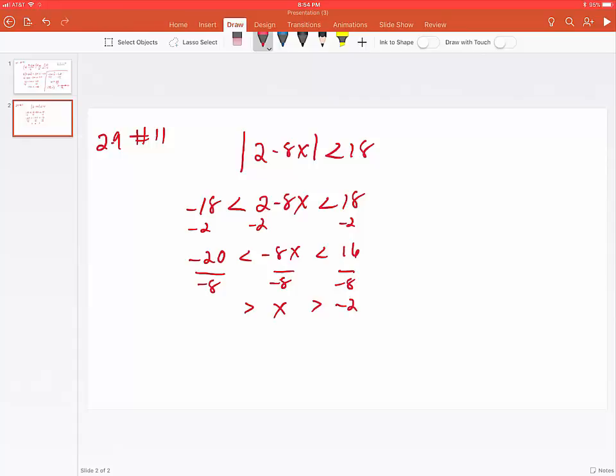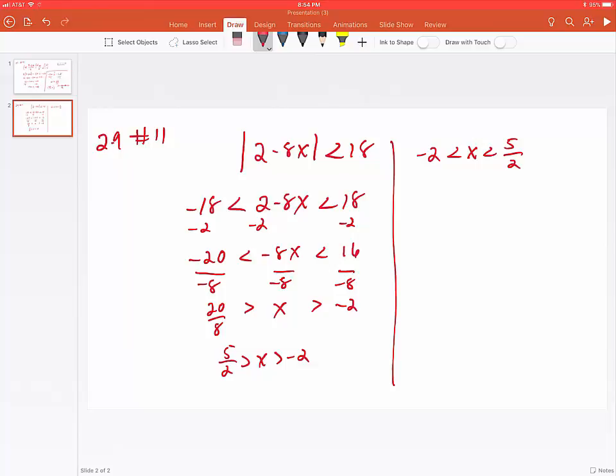So this is going to be negative 2, and then this is going to be 20 over 8. And I can go ahead and reduce this to 5 over 2. So what I'm going to have is that 5 over 2 is greater than x is greater than negative 2. I'm going to go ahead and just do the mirror image of this, if you will. So it's going to be negative 2 is less than x is less than 5 over 2.